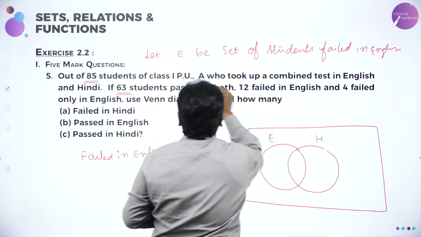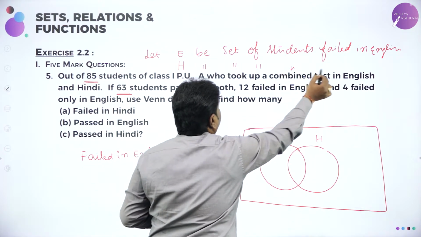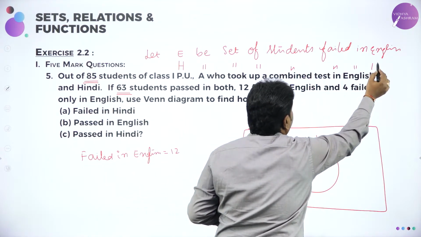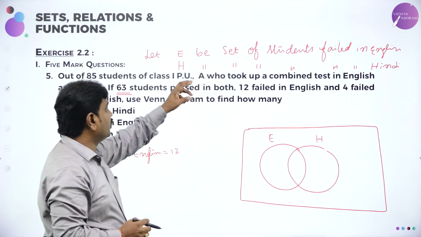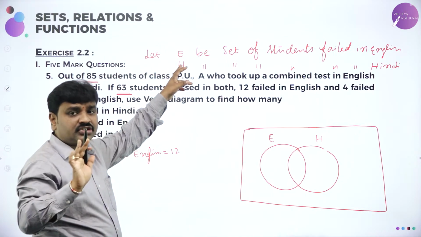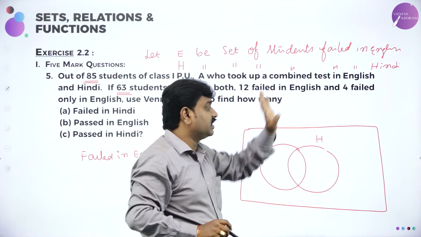Similarly, H be the set of students failed in Hindi. Before you draw a Venn diagram, it is mandatory to mention whatever your assumption is. E does not mean the set of English passed students. E is the set of students failed in English.